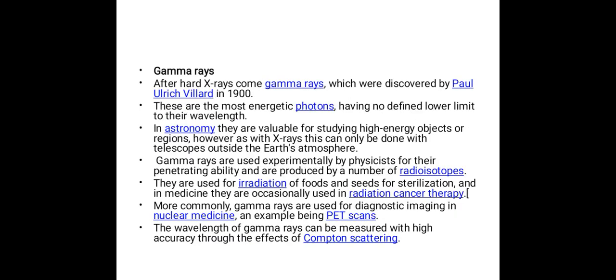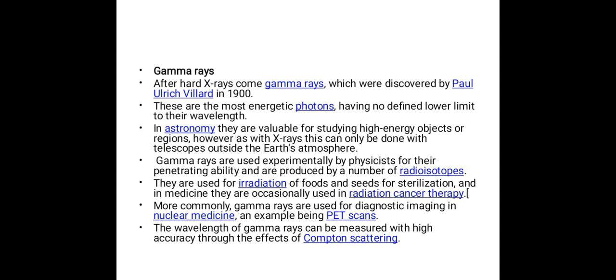Gamma rays. After hard X-rays come gamma rays, which were discovered by Paul Villard in 1900. These are the most energetic photons, having no definite lower limit to their wavelength. In astronomy, they are valuable for studying high energy objects or regions. However, as with X-rays, this can only be done with telescopes outside the Earth's atmosphere.